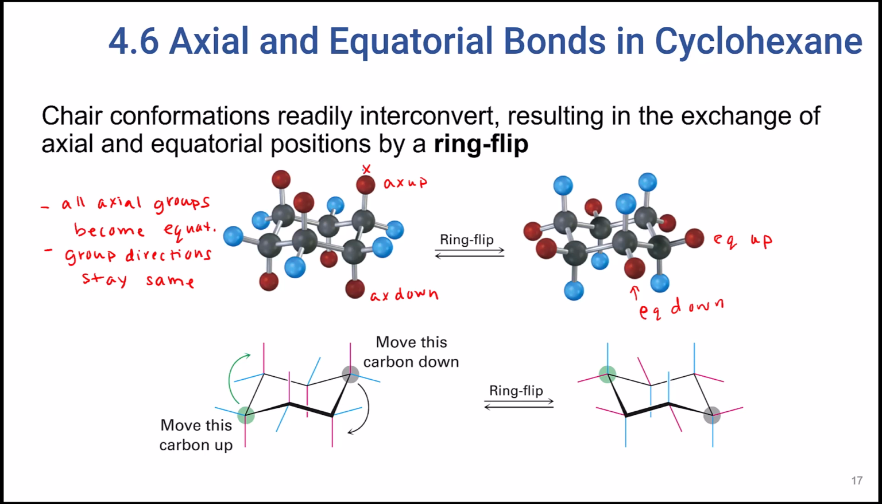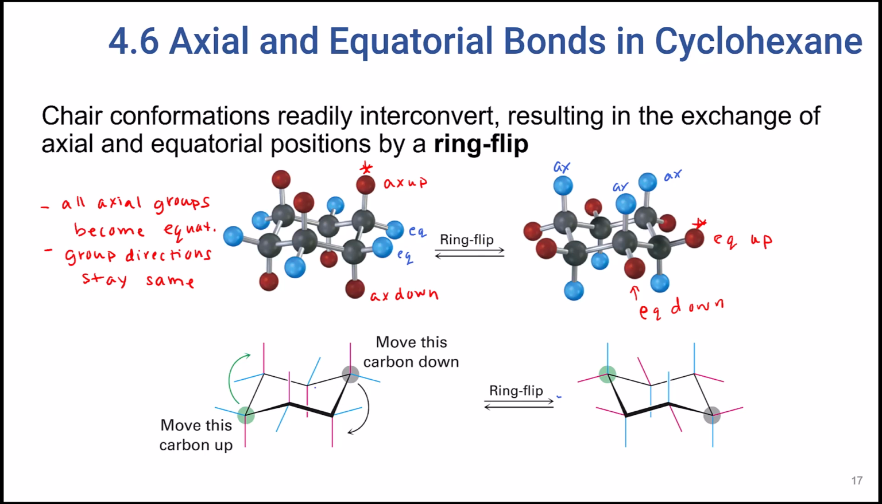So this one right here is the same as this one. All of the axial ups became equatorial up. The direction stayed the same. They're still up, but it just went from axial to equatorial. And all the axial downs are still down, but now they're equatorial. By that same thing, the blue were all equatorial, and when we did the ring flip, they became axial. If they were up in the first ring structure, they stay up in the second, but they've just switched from equatorial to axial. So you can kind of see the ring flip when we draw it.